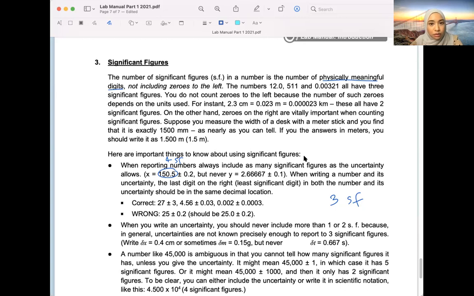So typically we ask you for a minimum of 3 significant figures, but if you want to go beyond 3 significant figures, you can. Okay. 2 decimal places, 2 decimal points. Okay, so when reporting numbers, always include as many significant figures as the uncertainty allows. Okay, so what is uncertainty? Uncertainty is this thing, plus minus 0.2. So if you are giving me a plus minus of 0.2, your number over here should be 1 decimal point. Here 1 decimal point, right? So 1 decimal point over here as well.